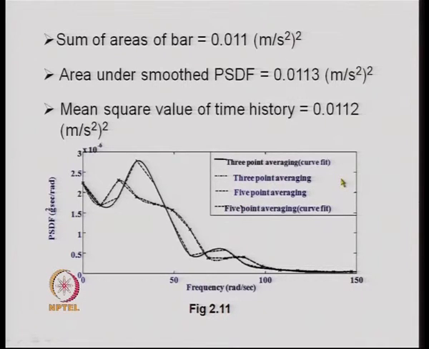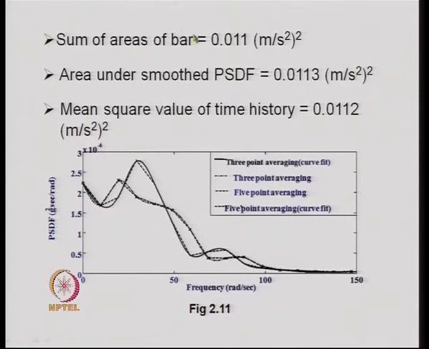Now, here the raw PSDF that we got has been smoothened by various smoothing techniques, that is the 3-point averaging technique, then the 5-point averaging technique, then the 5-point averaging curve fitting technique, and finally this shows a more or less smooth response power spectral density function of ground motion obtained for the time history of ground motion having 32 ordinates.